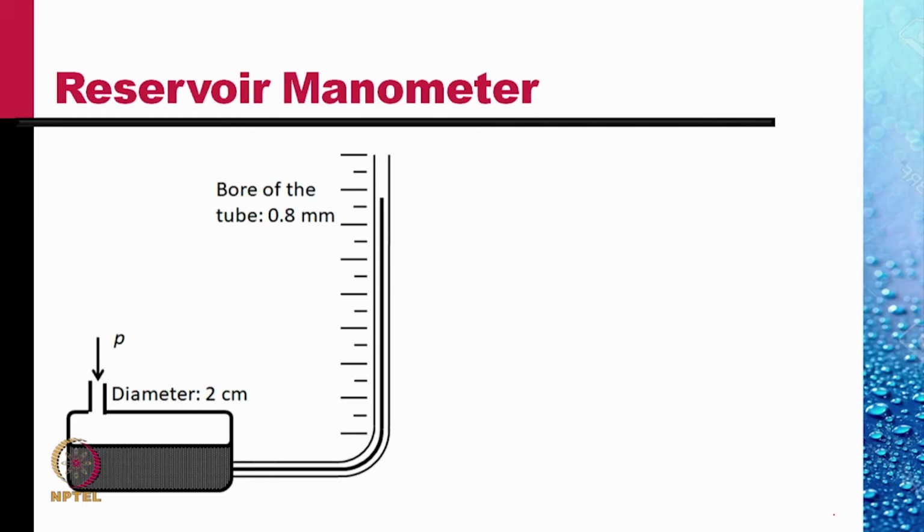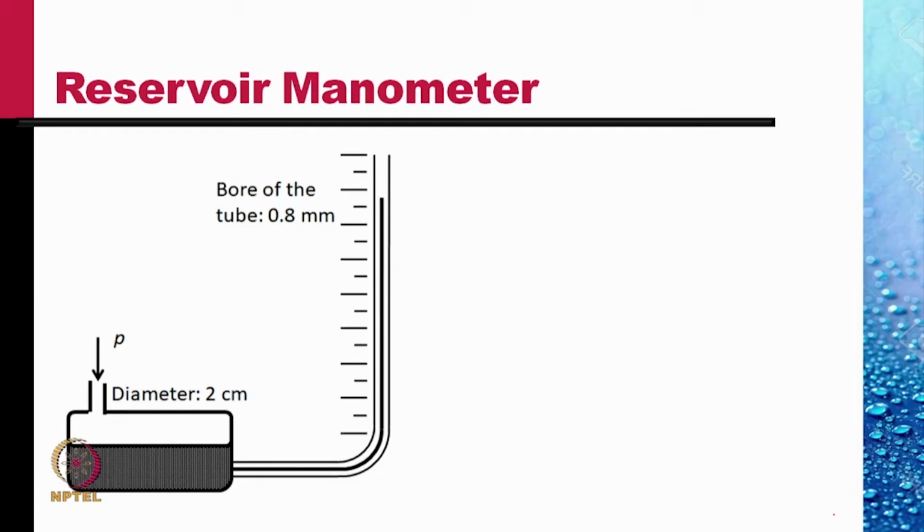Sometimes we use a reservoir with a much larger cross-sectional area, and the resulting reservoir manometer is as shown. There's a fluid in a very large cross-sectional area reservoir to which a pressure P is applied. Because of this pressure P, the fluid contained within the reservoir rises up a thin capillary.